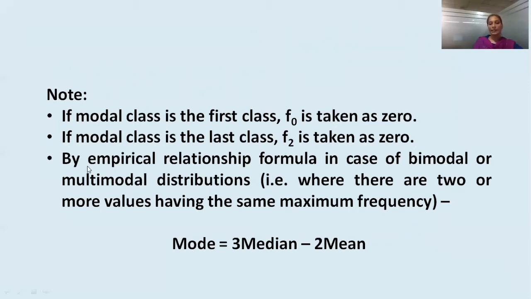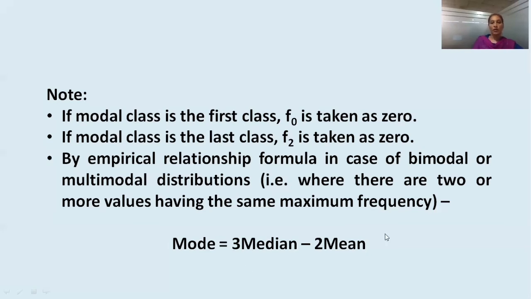And lastly, we need to keep in mind that if we have a bimodal or multimodal distribution, that means when we have more than one mode in a given series, in that case to find the mode we need to adopt this formula: mode equals 3 median minus 2 mean.